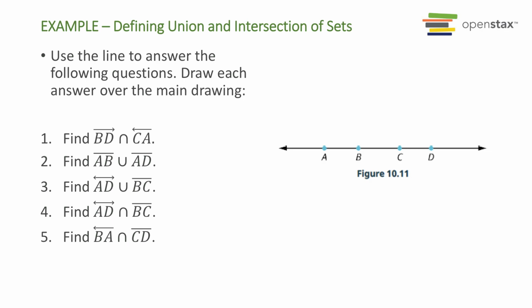So let's look at an example, looking at the union and intersection. First we're going to look at the intersection of the ray starting at B going to D, and the ray starting at A going to C. So I'm going to highlight, we'll get this blue highlighter. And so B going to D is going to go this way. And then I'll get another color, C going to A.